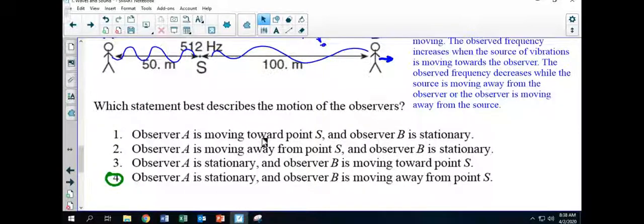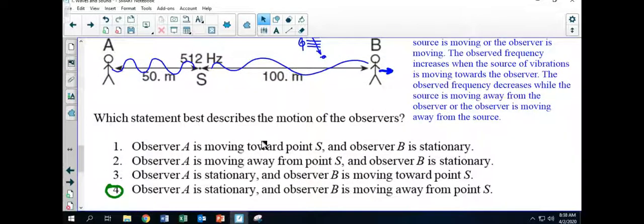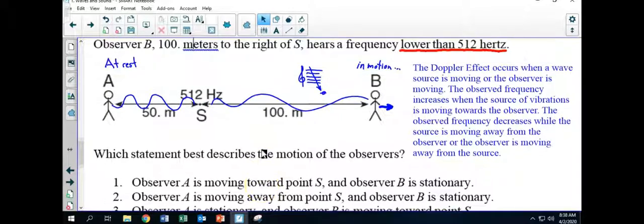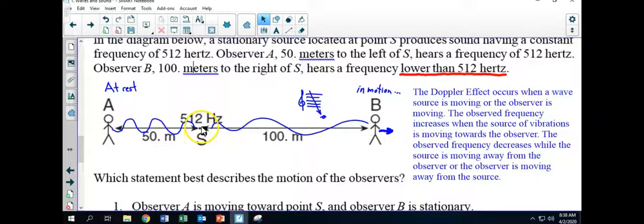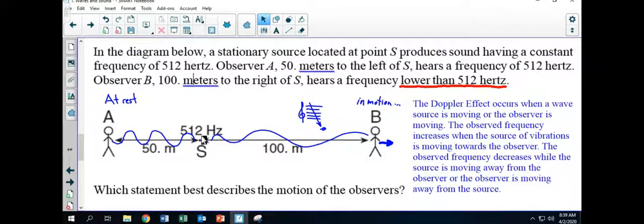And the answer is very simple. Observer A is stationary, and observer B is moving away. And how do we know that? If this is the sound source, and this person at A hears the same frequency as the source, that means that he is receiving the concentric rings of equivalent wavelengths, meaning he hears the same sound. But this person hears a frequency lower than 512 Hz, so therefore he must be moving away because he hears a pitch lower than the one that's being produced by the source of sound in this location. It's that simple.